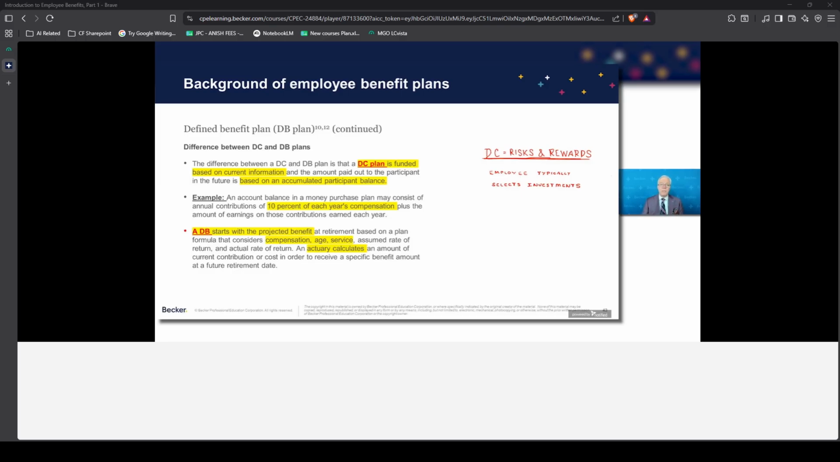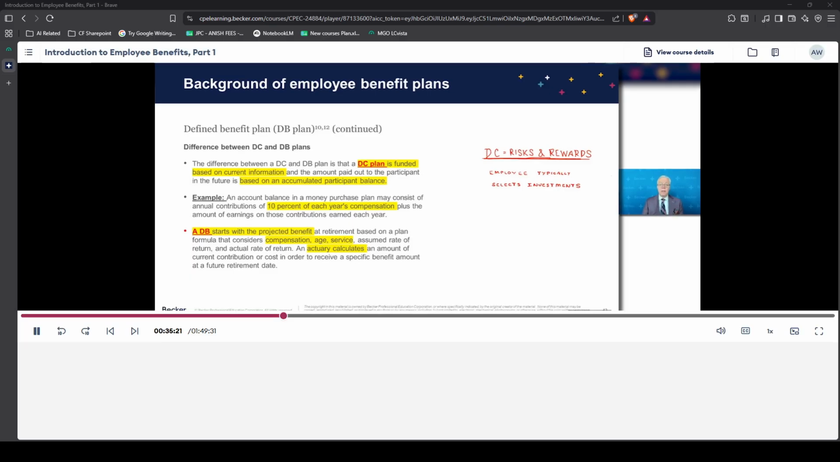So an example, in this case, we have the defined contribution is funded based on current information. Ultimately, it's a percentage of your salary not to exceed, say, $20,500. The defined benefit starts with a projected benefit at retirement based on the plan formula that considers your compensation level, your age and how many more years you have before retirement, how many years of service in the vesting, and then an actuarial calculation is made.